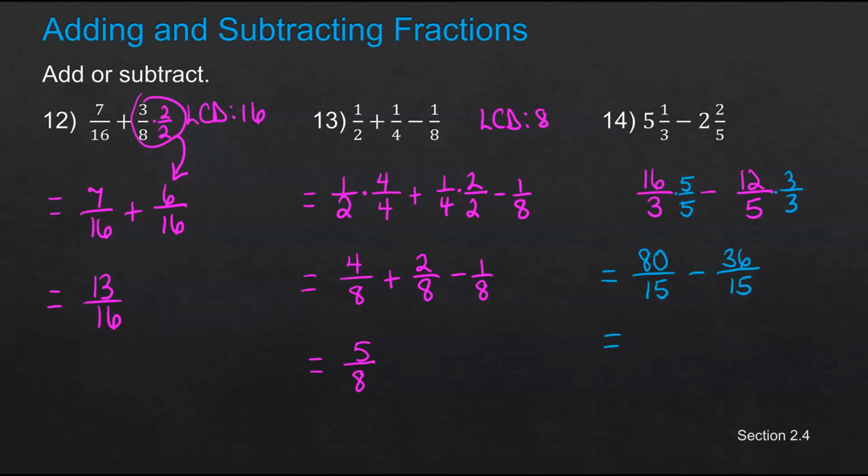And then we take 80 minus 36, which is 44/15. Or as a mixed number, 15 is going to go in that 2 times with 14 left over. So 2 and 14/15 in mixed number form. All right.